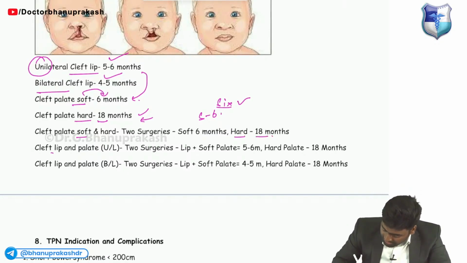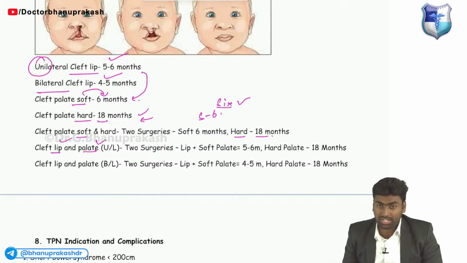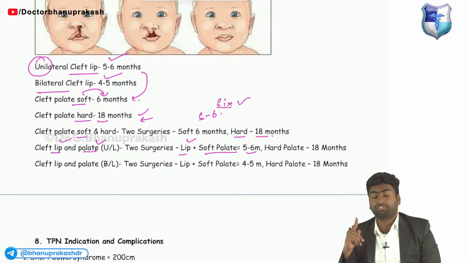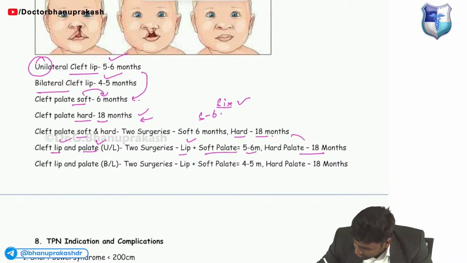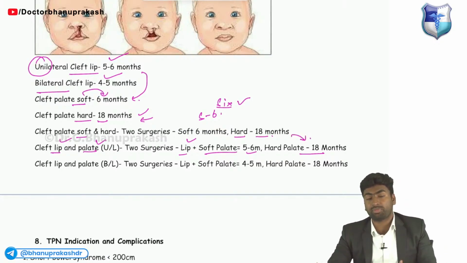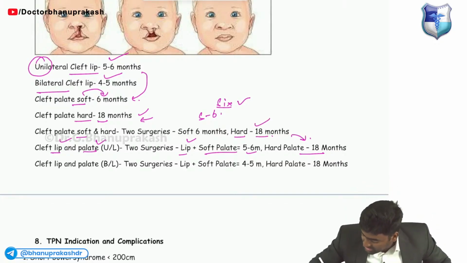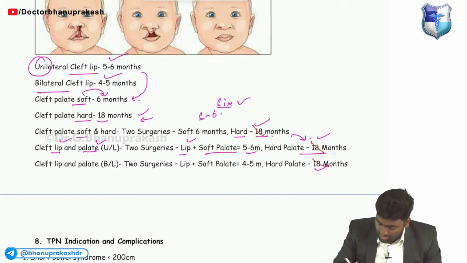Fine. Whereas if there is an associated cleft lip, remember the first thing we need to do is the lip along with the soft palate, followed by the hard palate. So first is the soft palate with the lip, and second is the hard palate, as usual. So hard palate is the same, 18 months. So don't need to bang your heads on hard palate, which is 18 months everywhere.